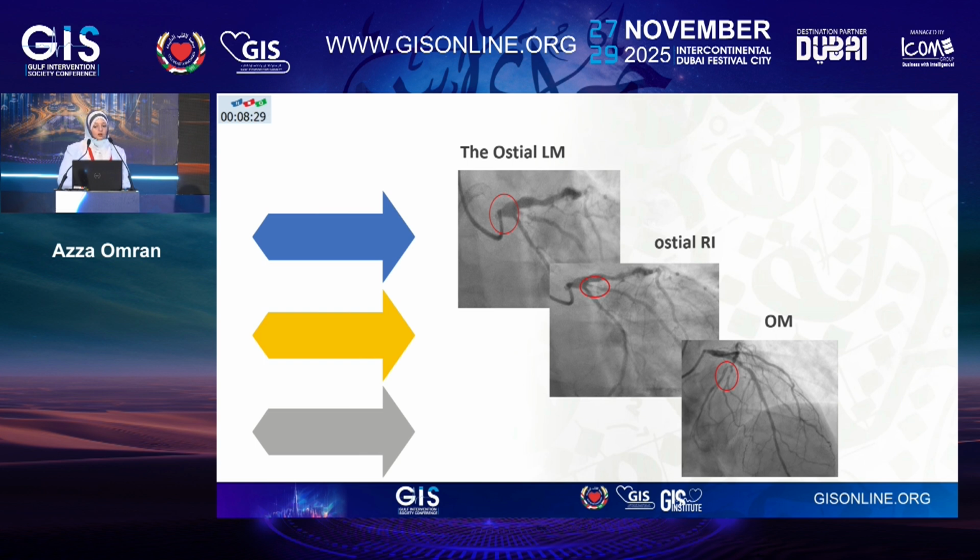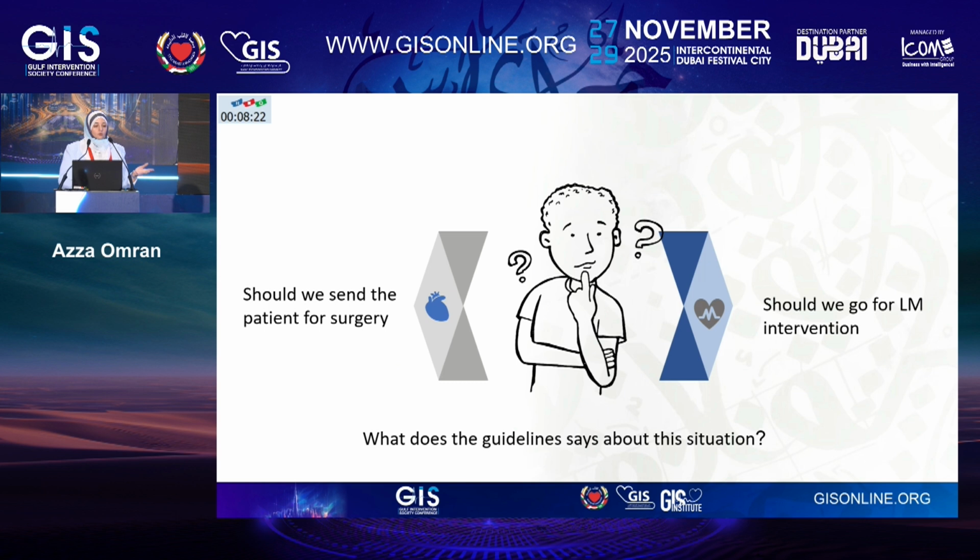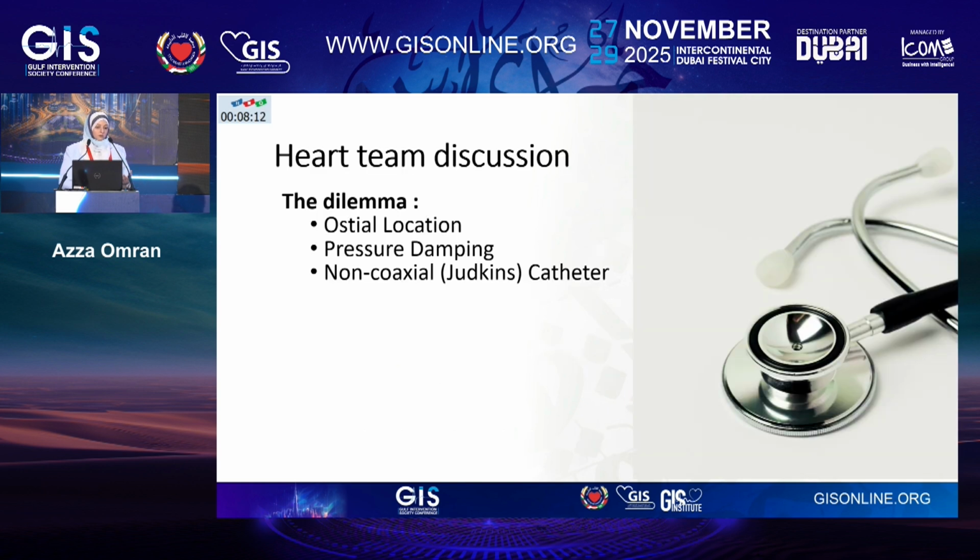He has an ostial ramus intermediate lesion. He has a significant OM. So now what should we do? Should we refer the patient for surgery? Should we intervene for the left main? And most importantly, what does the guideline say about this situation? We moved to our heart team discussion.